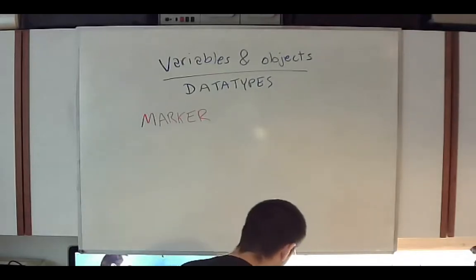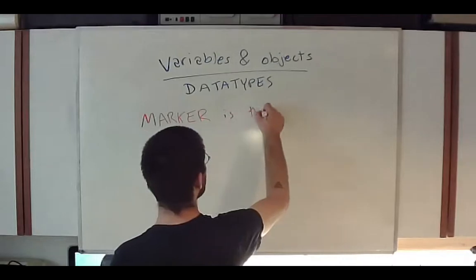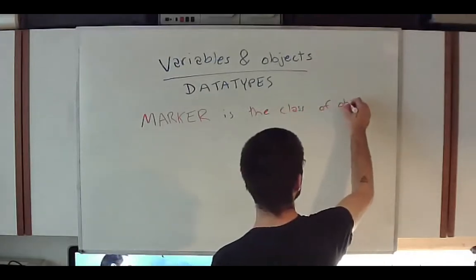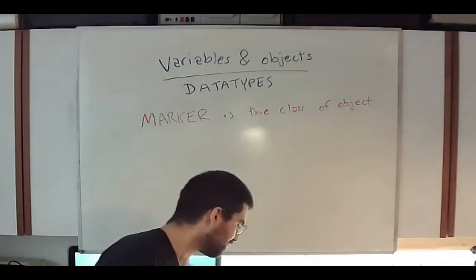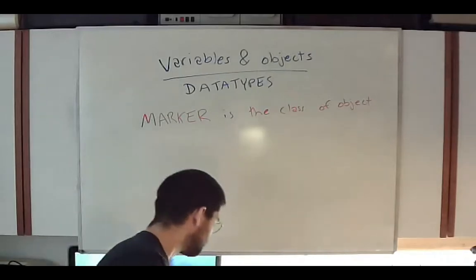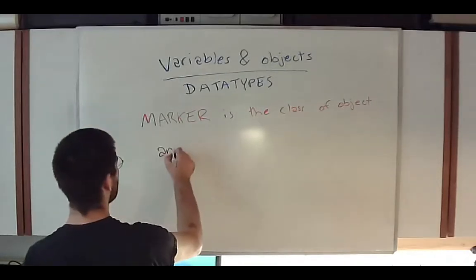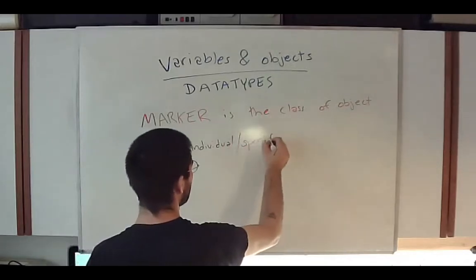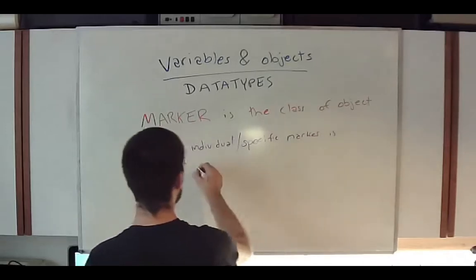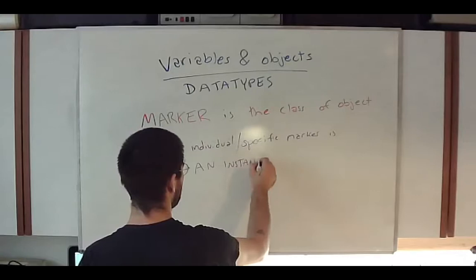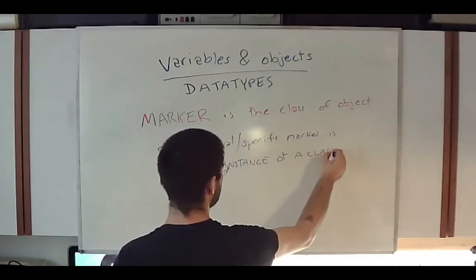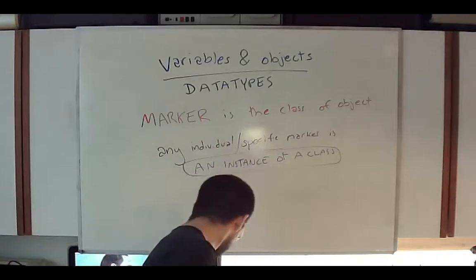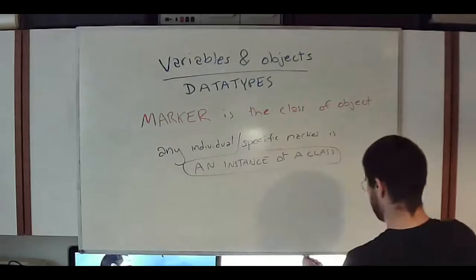So I can say that marker is the class, I'll say the class of object. And each one of these is an instance of that class. So I'll do it in another color. Any individual or specific marker is an instance of a class. So yeah, like I said, these are all markers. My other markers are behind my whiteboard. Let me just see if I can grab one real quick.